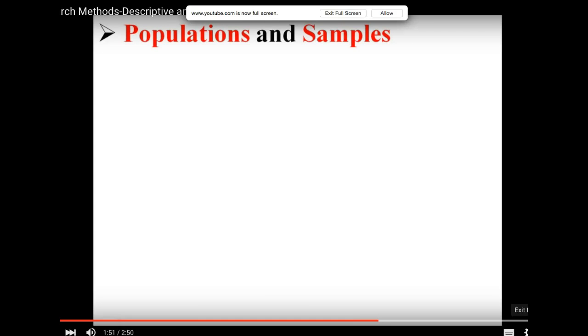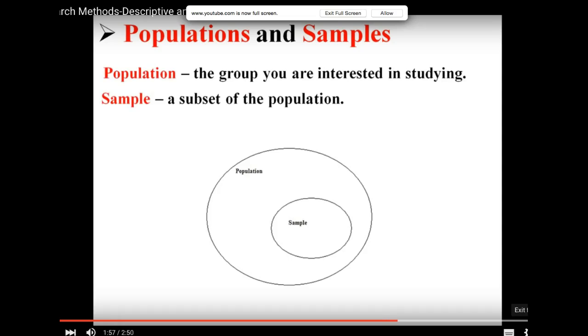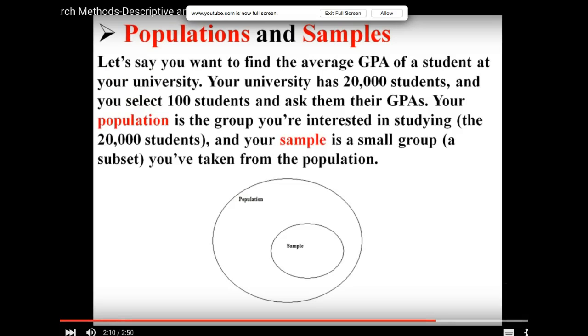Now, the data you get will be drawn from either populations or samples, usually samples, but I'm going to explain both. Now, the population is the group that you're interested in studying, and the sample is a subset of that population. Basically, your sample comes from the population, as shown in the diagram below. So, let's say you want to find the average GPA of a student at your university.